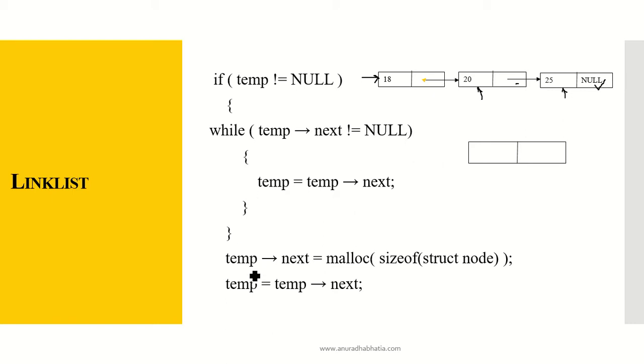So we come out of this loop and then we say temp pointer next is equal to malloc size of struct node. So this node which is created will be pointed by temp, because this is my current temp at present, and I say temp pointer next, I create a node, so this will be pointing over here, and I say temp is equal to temp pointer next, so it is now pointing to it. So now this becomes my temp.